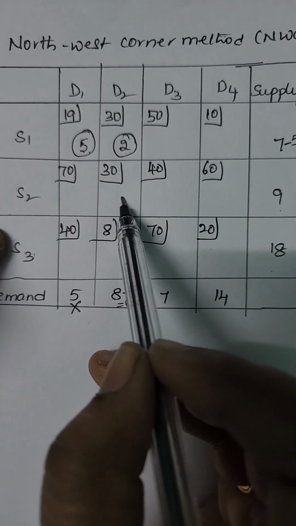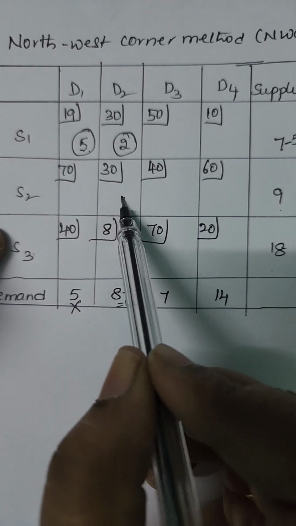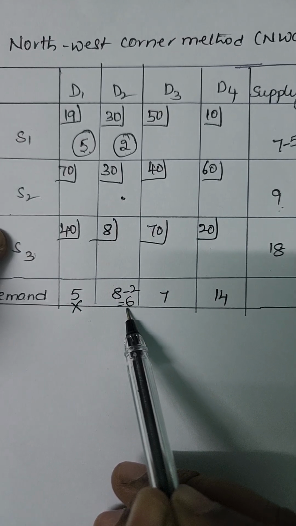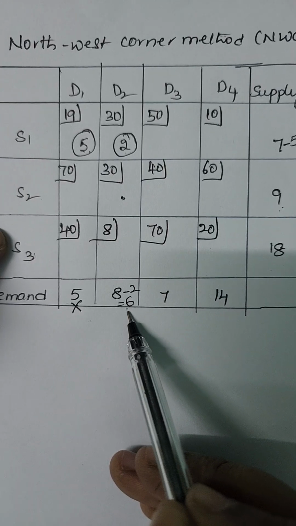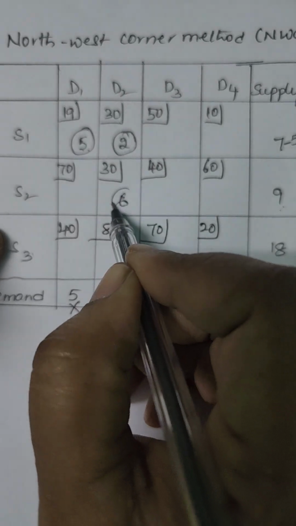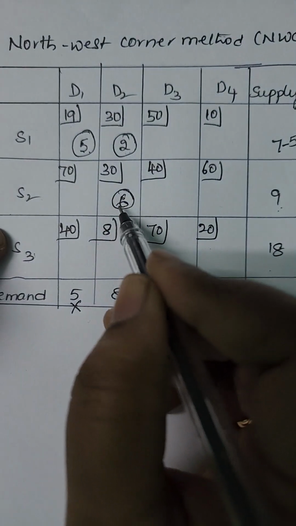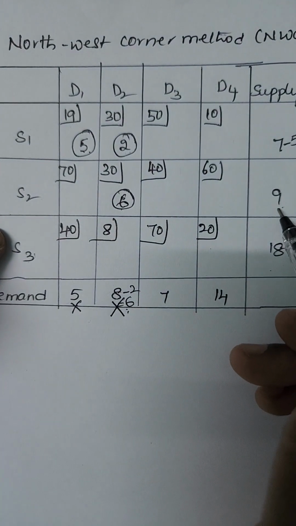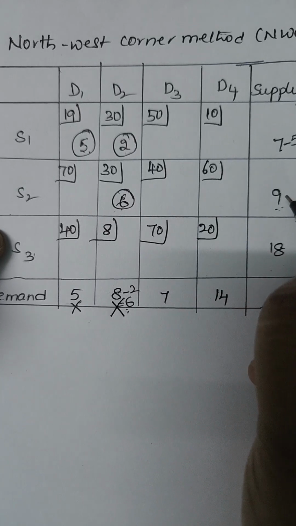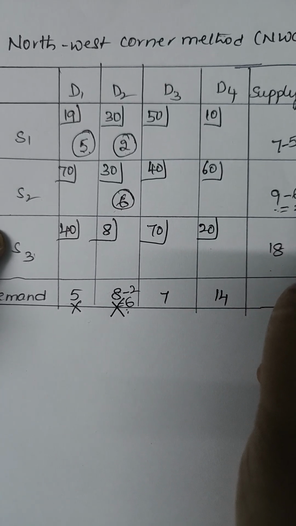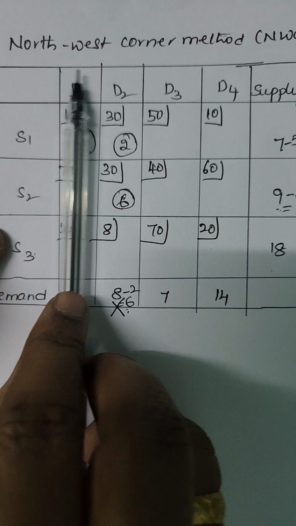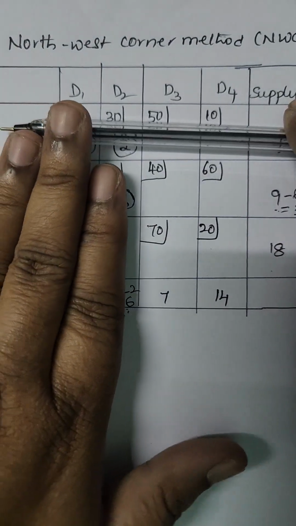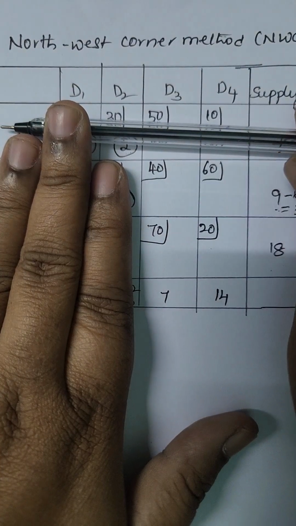Now the next northwest corner cell is 30. At 30 the supply is 9 units and the demand is 6 units. The minimum value is 6, so we assign 6 units here. All the 6 units are assigned here, so this column is satisfied. Out of 9 units we have supplied 6 units. 9 minus 6 is equal to 3. Now this column and this column are satisfied and this row is also satisfied. Now the remaining cells are these 4 cells only.